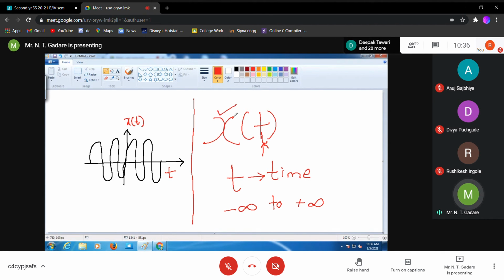Then what is the role of this x? What is meant by x? x is nothing but the structure of your waveform, or I can say the amplitude of your waveform at a particular value of t. Means the value of x will vary with respect to the value of t.